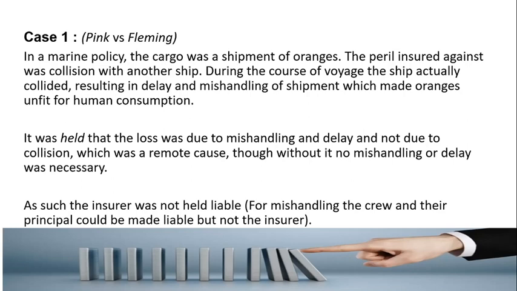Now, during the course of the voyage, the ship actually collided. So it means that the insured peril happened, resulting in delay and mishandling of shipments, which made the oranges unfit for human consumption. So two things have happened. One of them was insured and the other was uninsured. They are all perils. The insured peril was collision, and the uninsured was delay and mishandling of shipment, which made the oranges unfit for human consumption.